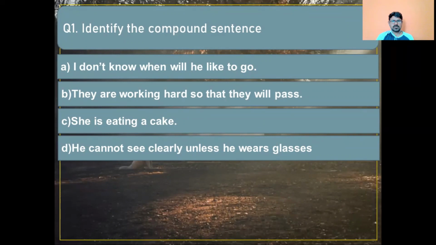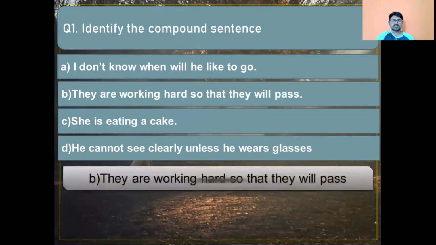Question number 1. Identify the compound sentence. Option A. I don't know when he will like to go. Option B. They are working hard so that they will pass. Option C. She is eating a cake. Option D. He cannot see clearly unless he wears glasses. Dear students, please identify the compound sentence now.